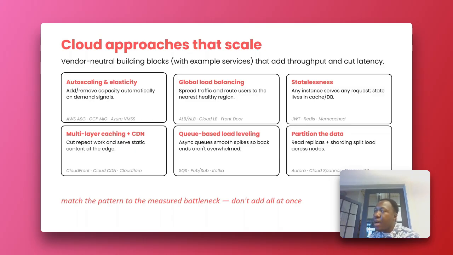Load balancing is primarily just spreading your traffic and routing requests to the nearest healthy region. And like we mentioned before, you could have an application load balancer, a network load balancer, or a cloud load balancer, and those are services that you're using to handle load balancing in your system. And we did explain the difference between the application load balancer and the network load balancer: they sit at different layers of your OSI model.